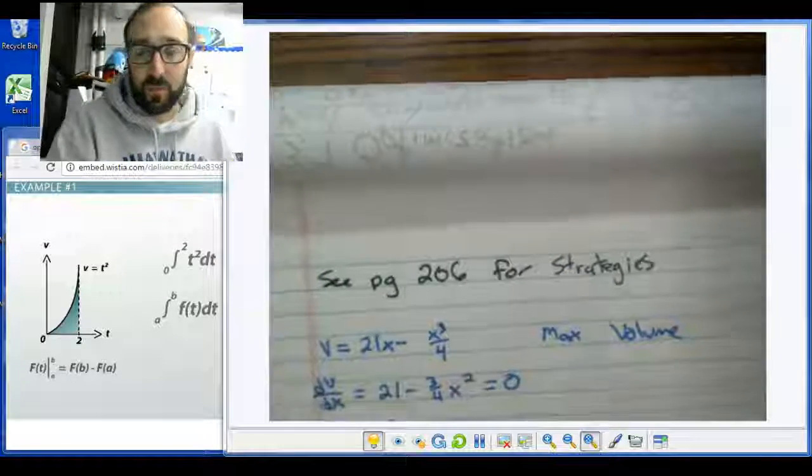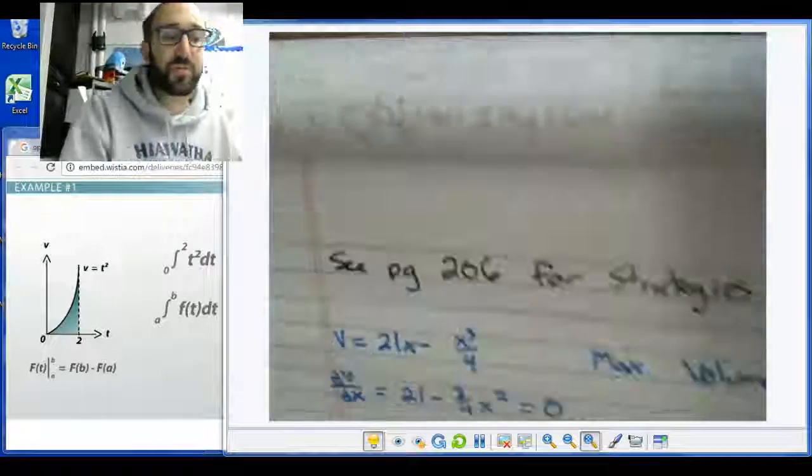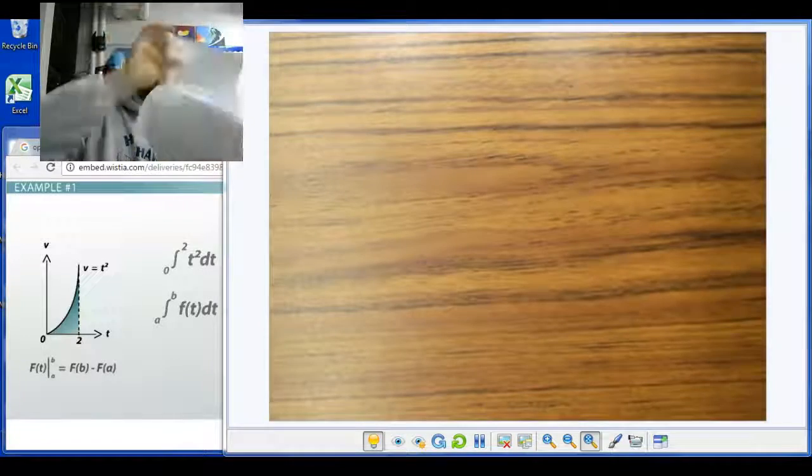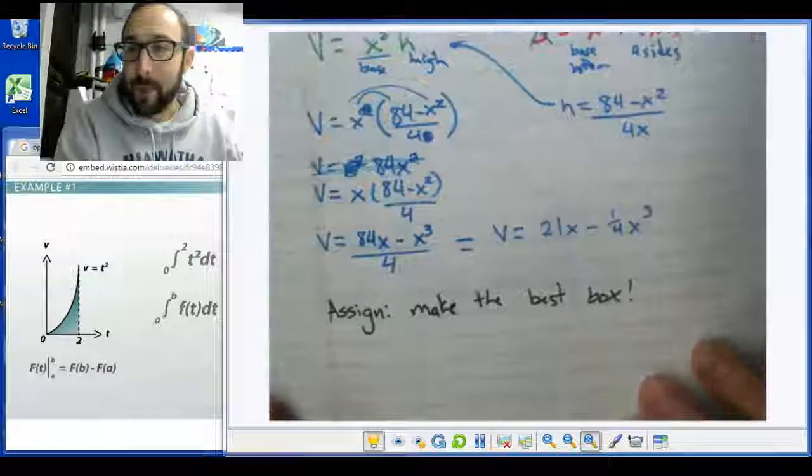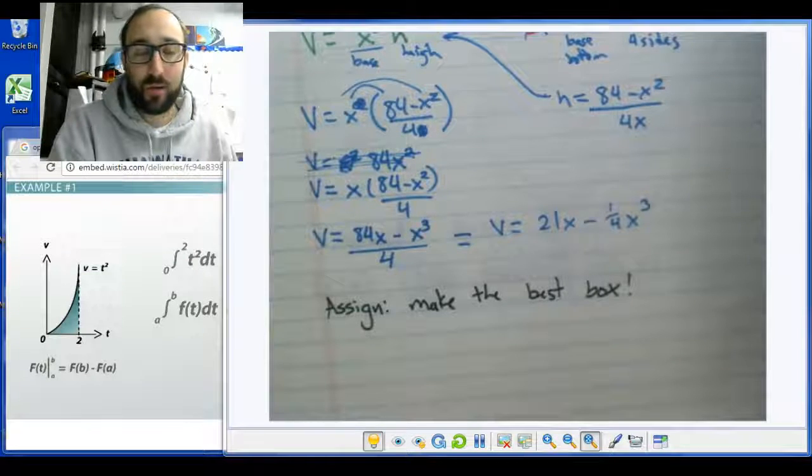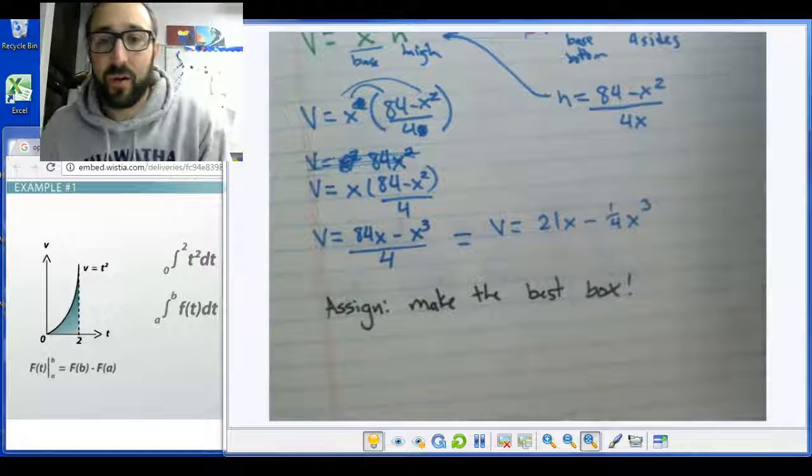So when we're going through these, see page 206 for some strategies. And finally, what I would like you to do with the extra sheet of paper, please make the best box that will maximize our volume. All right, good luck.